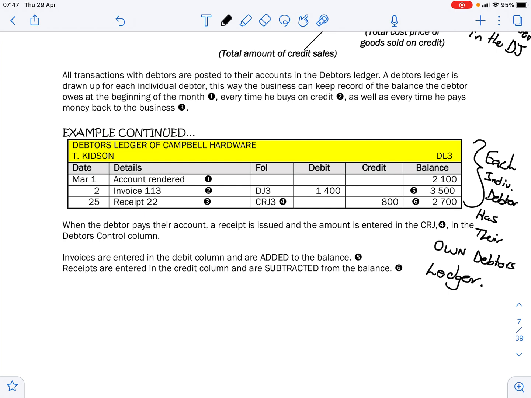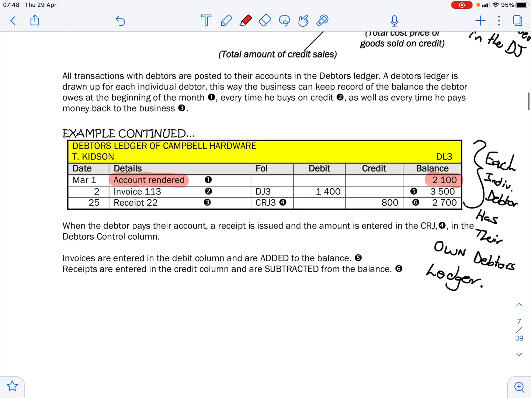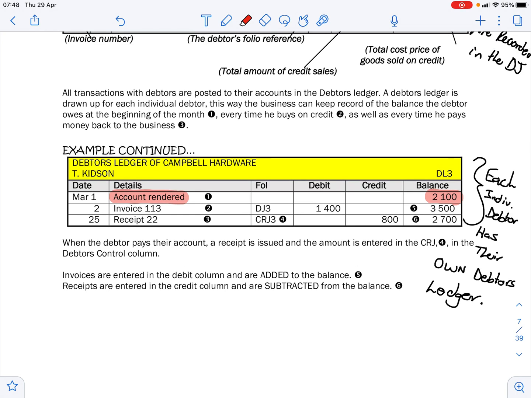Now, it's important to know that we're working with debtors, okay? So first and foremost, we need to keep track of how much they owe us, and we start off every account with the balance, essentially, but we call this account rendered. So this was the account rendered from the previous month, and the outstanding balance on this account was 2,100 Rand. Now you'll see that on the second, we used an invoice. So when using an invoice, it means we've sold on credit.